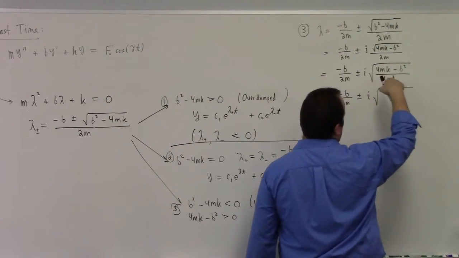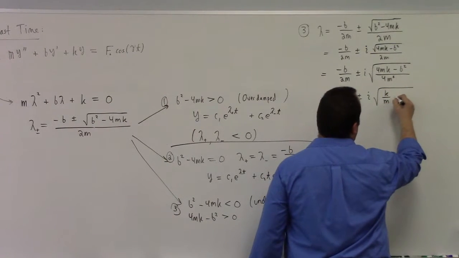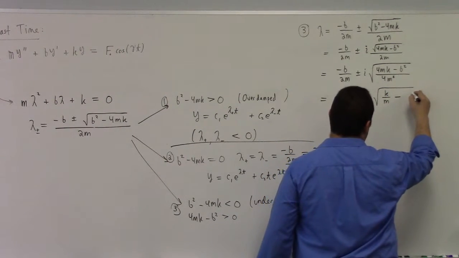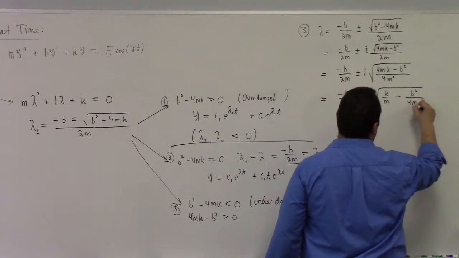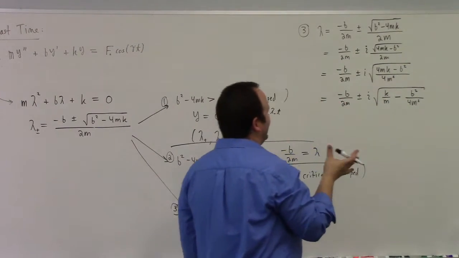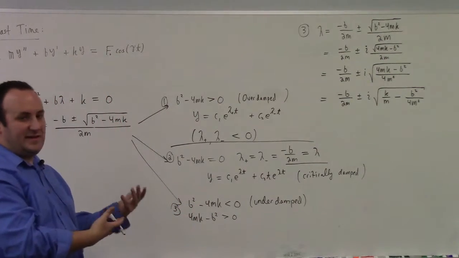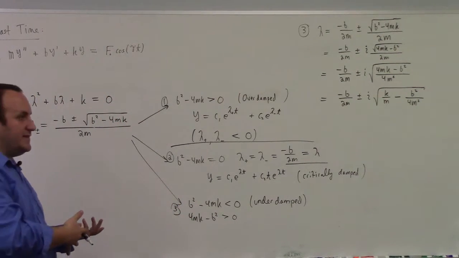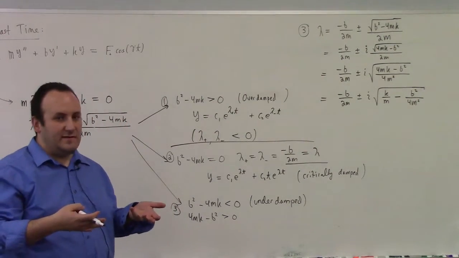Let's see, the 4's cancel, and we get what? K over m, right? Minus b squared over 4m squared. And so that's why he wanted to be in the underdamped case, is to make an interesting statement about the relation between the resonant frequency and the so-called natural frequency.